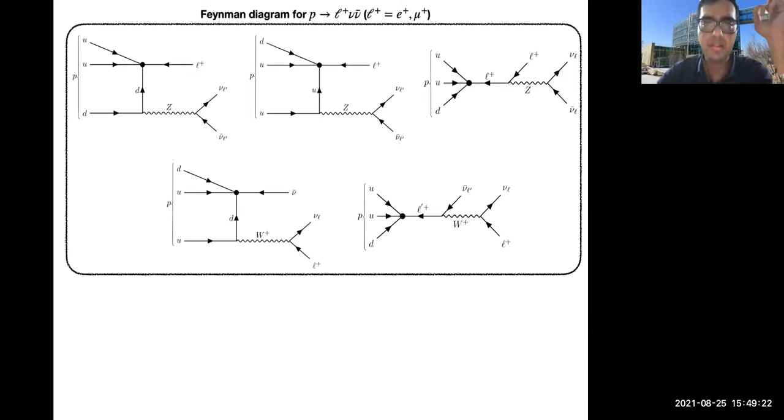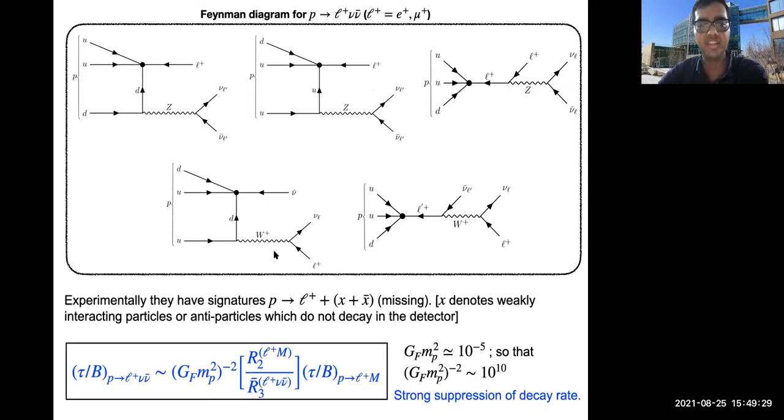Similarly, we can consider modes like P goes to L plus nu bar. Again, the neutrinos are not detected in an experiment. This all has the signature of P goes to L plus x bar, where x denotes weakly interacting particles or antiparticles which do not decay in the detector. Note that GF Mp squared is 10 to the power -5. So this yields a strong suppression of the decay rate. And using the bounds on the partial lifetime, this yields a much more stringent bound on the partial lifetimes of this type of decay mode.